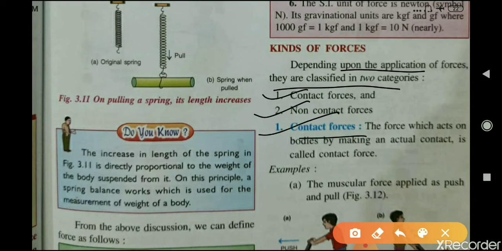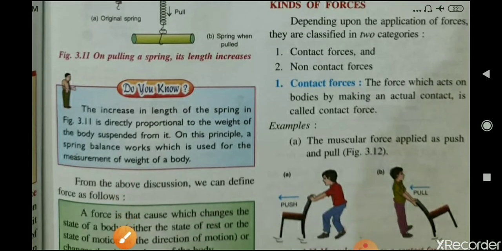Contact forces. The force which acts on bodies by making an actual contact is called the contact force. It means a type of force which acts on bodies that are actually in contact with each other. So the force between them is known as contact force.